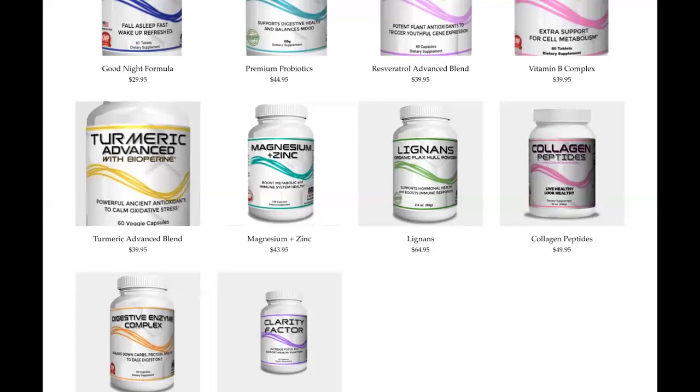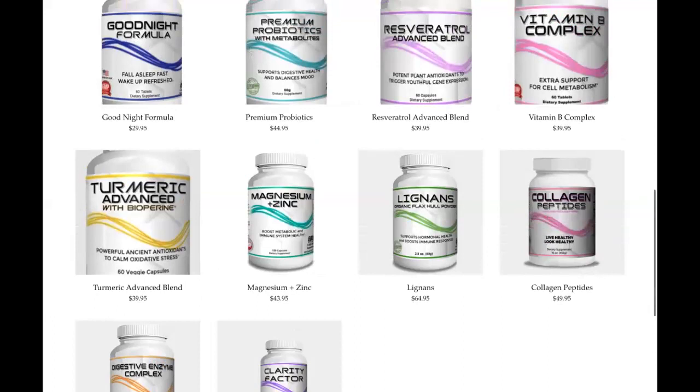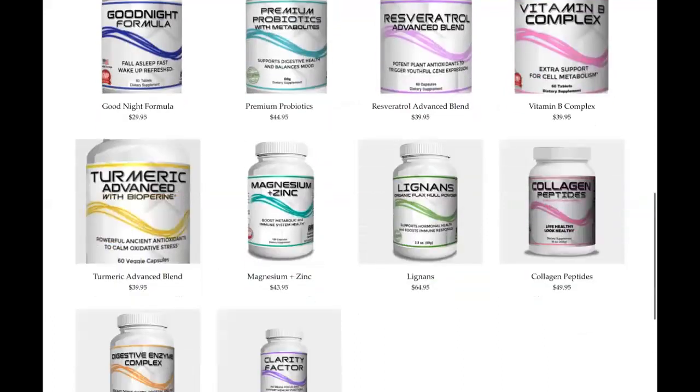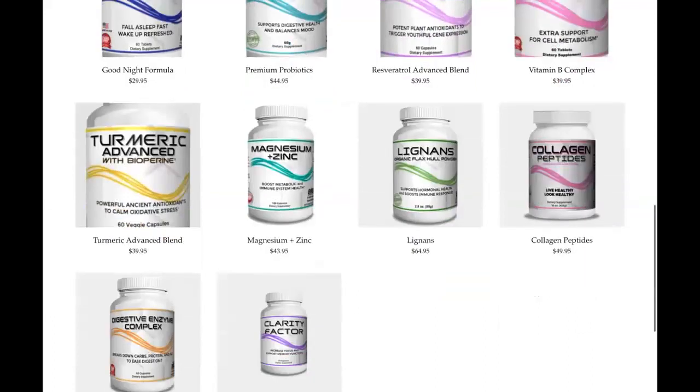Lignans is an important supplement to boost your immune system and your hormonal health. So what I do is I take this with the hummus. Because this is in powdered form, I take the lignans and the probiotic together and put it in my hummus. I mix it together. Some people mix smoothies and stuff, and put the powder in that.